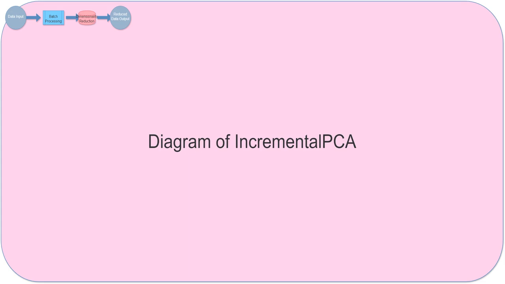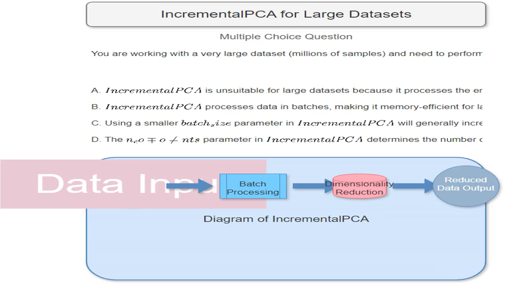A diagram of IncrementalPCA would visually show the process of taking a large dataset as input and splitting it into smaller batches. Each batch is processed in turn to create the model, showing how it handles large data efficiently without overwhelming system memory. The input to IncrementalPCA is my very large dataset. It is a starting point before the dimensionality reduction starts.